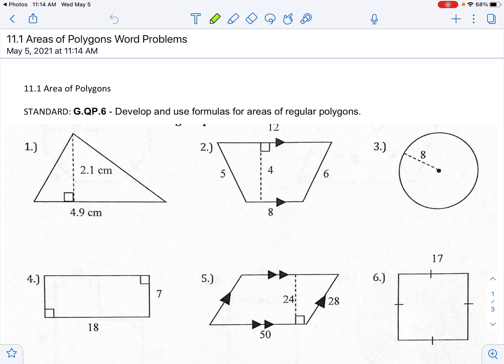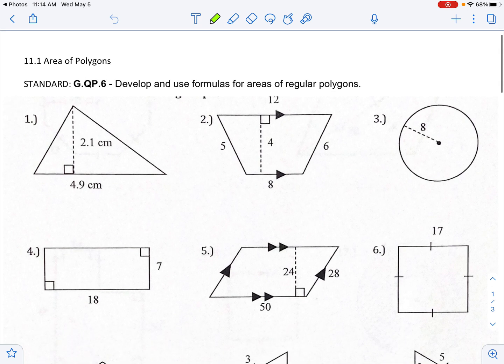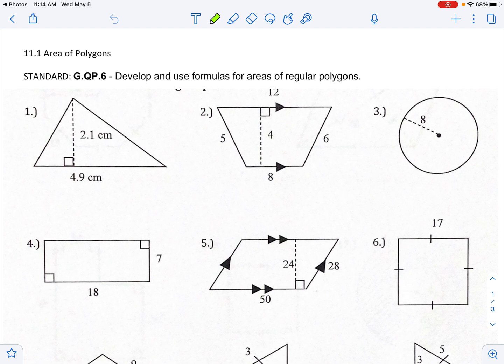Today we are going to practice some areas of polygons. This is going to be a brief video, just hints and suggestions for those of you who are not in the classroom or who have been absent today. So one thing I want to keep in mind is trapezoids.